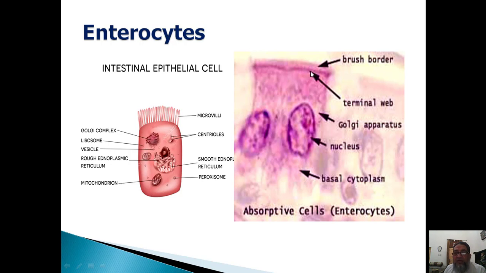Terminal web means the web formation from which the actin filaments move upward from the base toward the apical microvilli. So there is the terminal web in the apical zone, and the nuclei are more toward the basal part of the cell. The basal cytoplasm has mitochondria and ion transportation machinery. The Golgi apparatus is supranuclear, as in this diagram. Lysosomes are also present, and rough endoplasmic reticulum is there. Mitochondria are toward the basal side. So the microvilli brush border is the characteristic feature of the enterocyte.